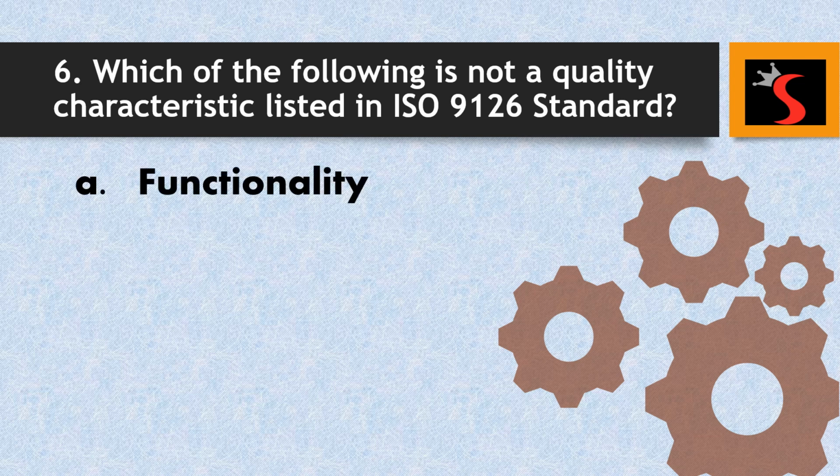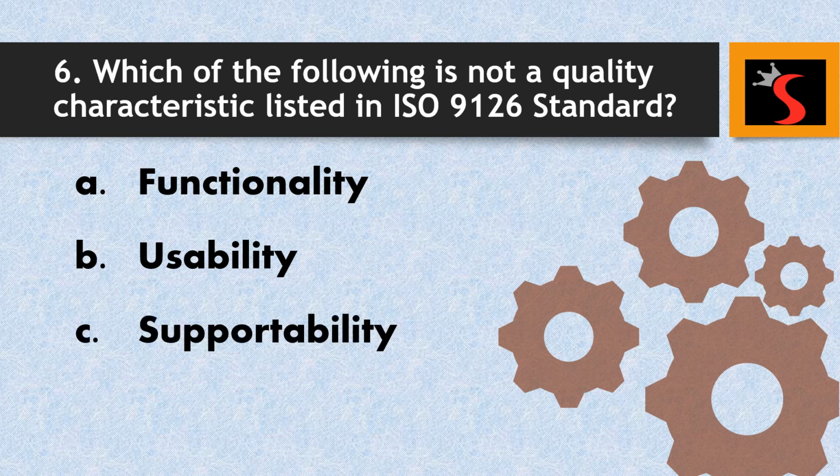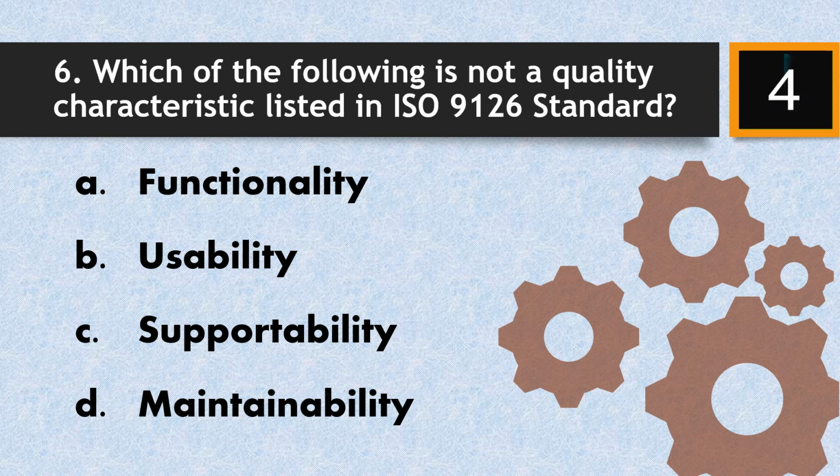9126 standard? A. Functionality, B. Usability, C. Supportability, or D. Maintainability. And the right answer is option C, supportability.